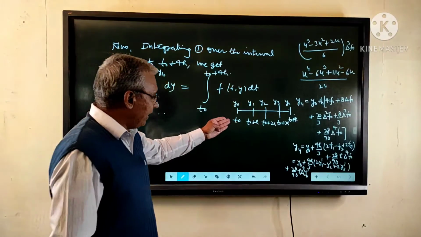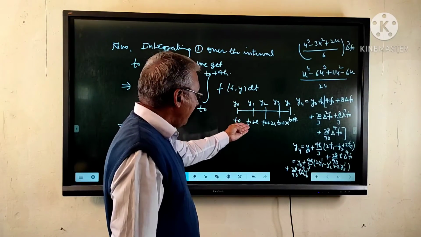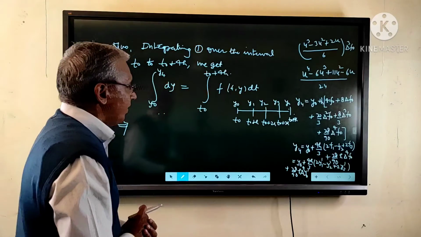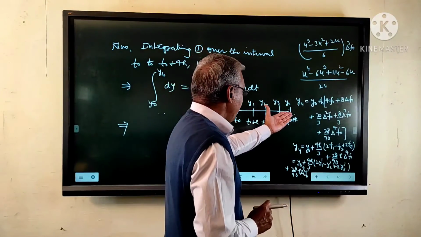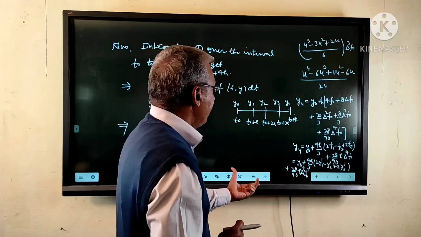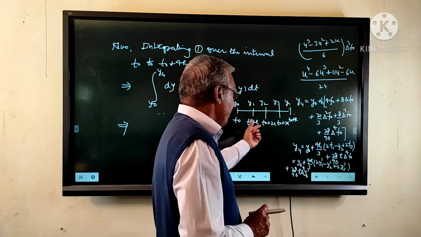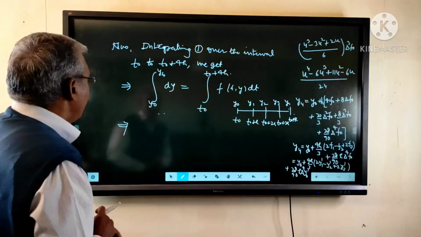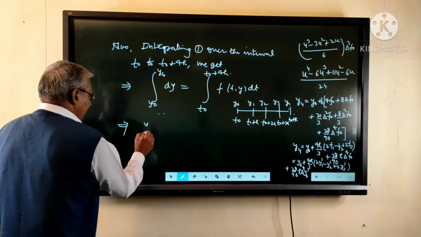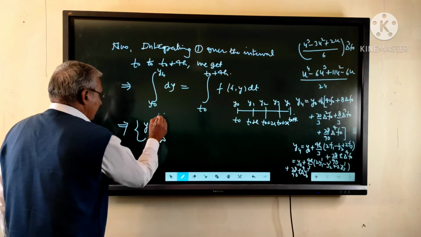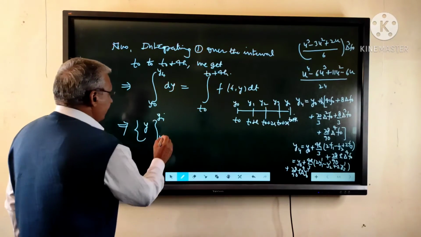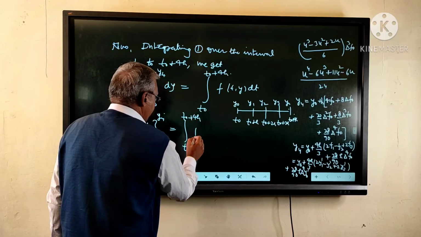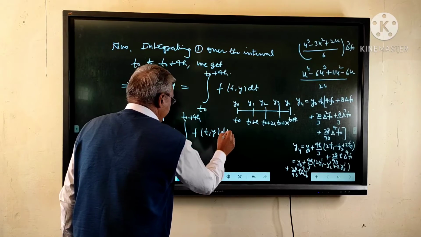It is given that when t equals t0, y is y0, and at t equals t0 plus h it is y1, y2, y3. So therefore we have to find out the value of y4, but we know that we need 4 equidistant values, the preceding values of y4. So for integrating we have y within the limit y0 to y4 equals the integral t0 to t0 plus 4h of f of t comma y dt.